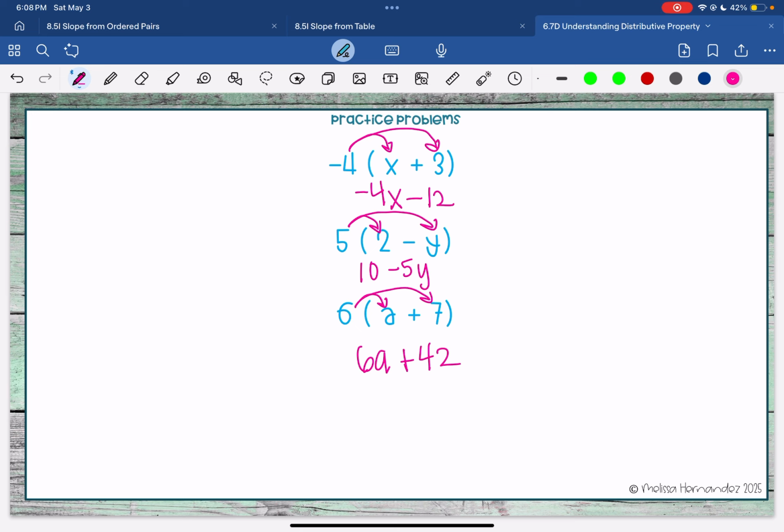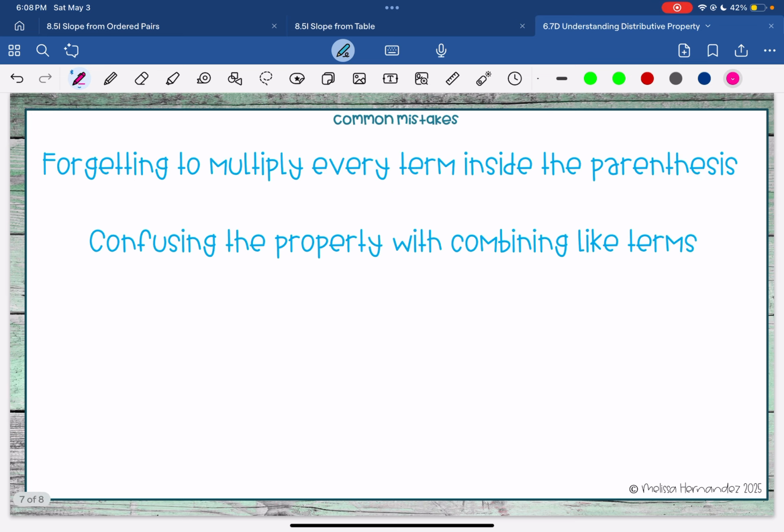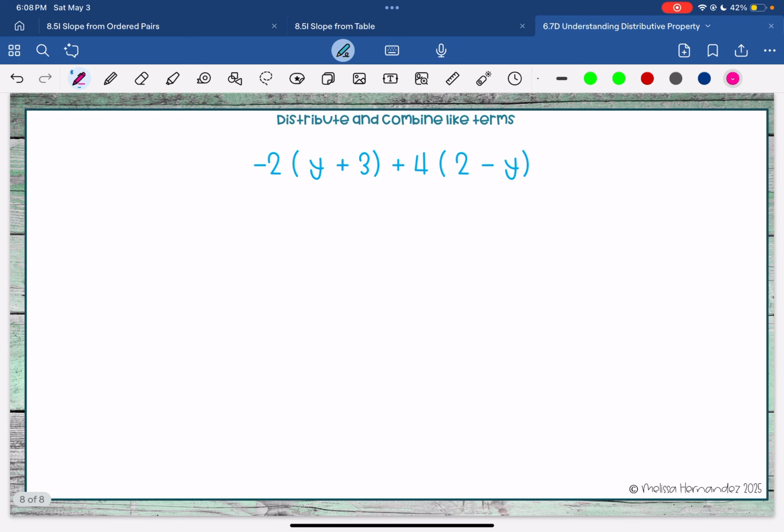All right, so the biggest thing, like I said, is forgetting to multiply every term inside the parentheses, especially when there's more than 2, and then wanting to combine like terms when that's not what distributive property is. So for this last one, I am going to show you how to distribute and combine like terms. So you're distributing the negative 2 with the y and the 3, and then you'll distribute the 4 with the 2 and the 4 with the negative y.